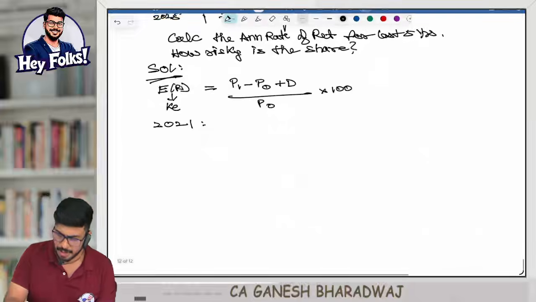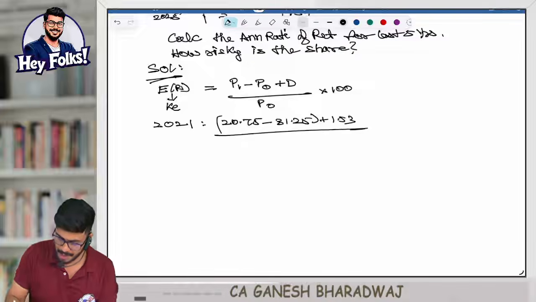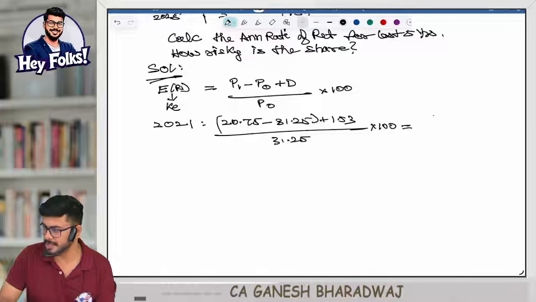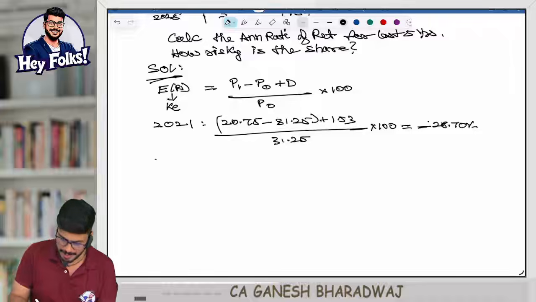Come on, do it. Give me the figures. It's going to be 20.75 minus 31.25 plus the current year dividend 1.53, upon 31.25, into 100. Figure. 28.70, within bracket, or without bracket, negative. Or you can put it as minus 28.70%. Is this clear? Next one.